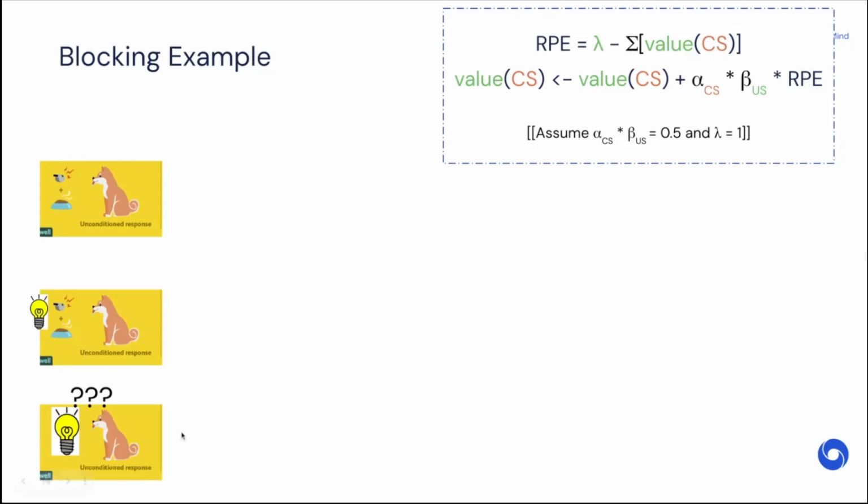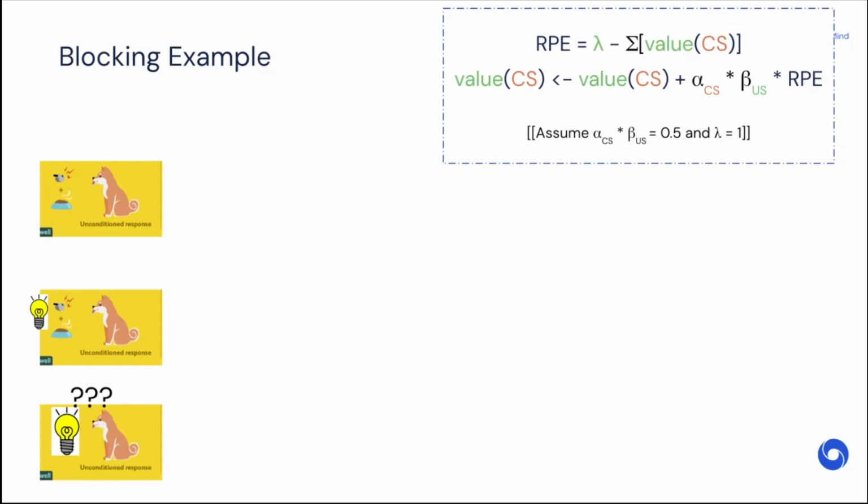Now we only present the light. What will happen? Will the dog respond or will the dog not respond? Let's do a quick vote. Who thinks the dog will respond? Okay. Who thinks the dog will not respond? Okay, pretty even. We're pretty evenly split.